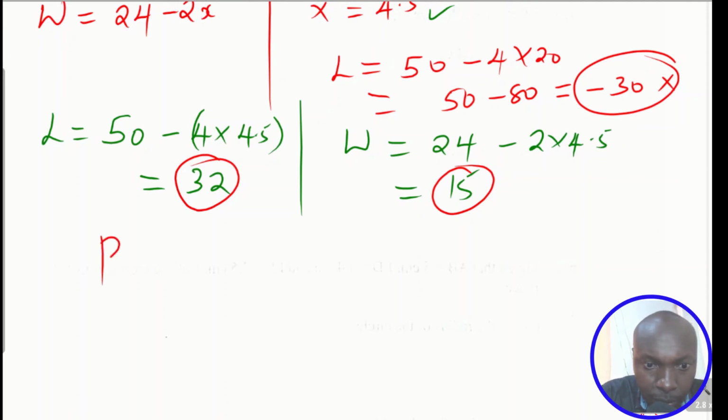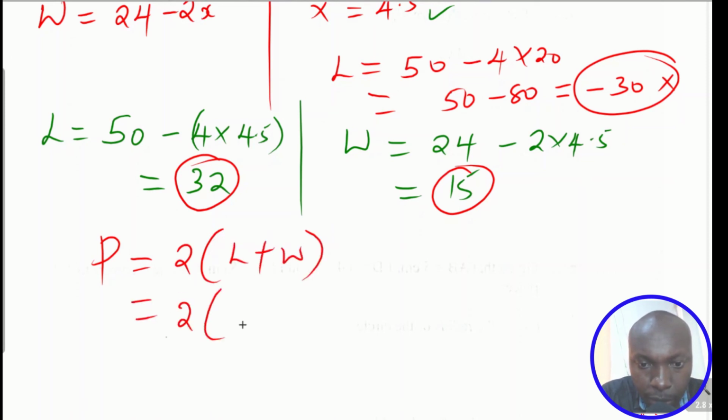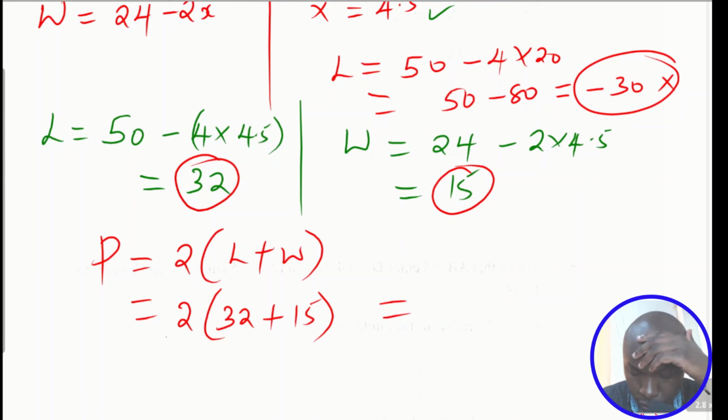Now we have the length and the width of the lawn. The perimeter of the rectangle is 2 into brackets length plus width. So this will be given by 2 times length, which is 32, plus width, which is 15. Working this out, this will be 47 multiplied by 2, which will be 94 meters. So that is how you're supposed to solve that question.